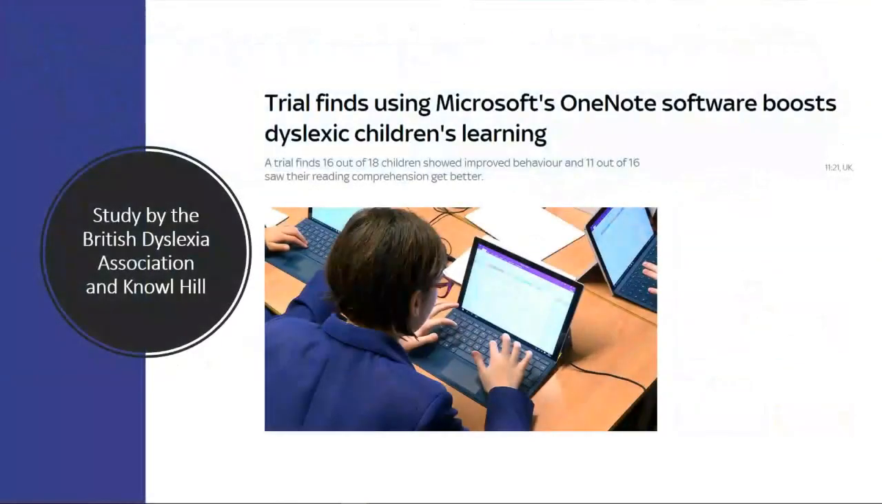In terms of dyslexia, there was a study done by the British Dyslexia Association and Noel Hill, and they found that 16 out of 18 children showed improved behaviour and 11 out of 16 saw their reading comprehension scores get better by using Immersive Reader. So these slides, as I said, will be made available to you, and you'll be able to click on these slides and it'll take you to those studies and you can see those results for yourself.